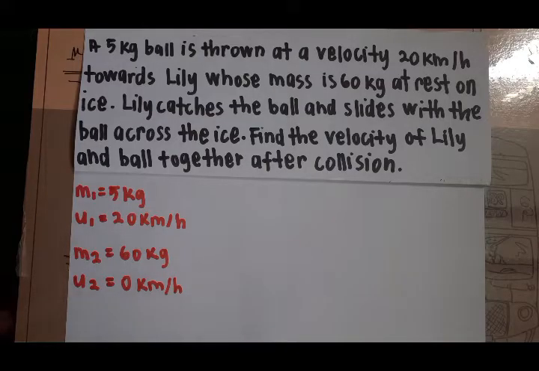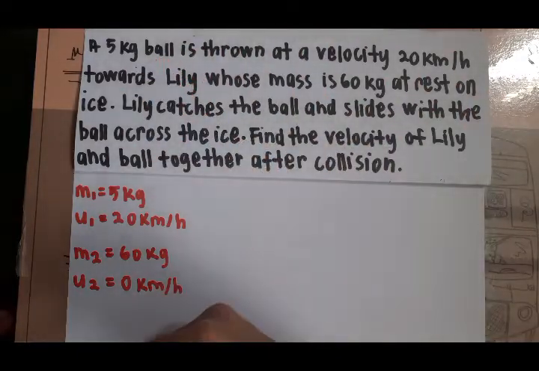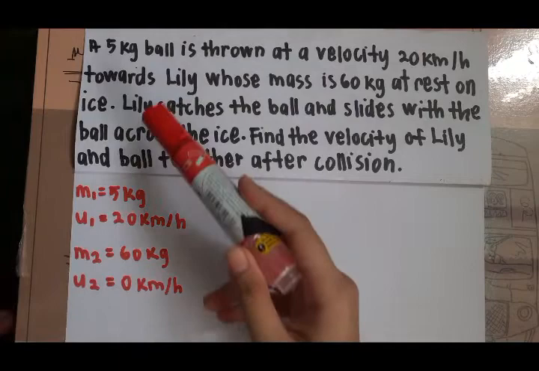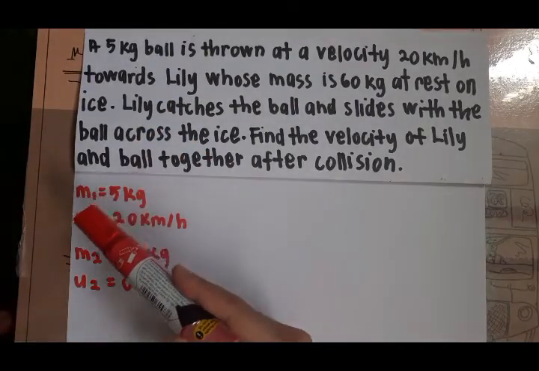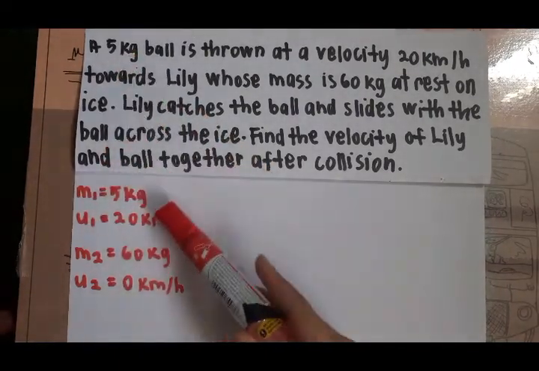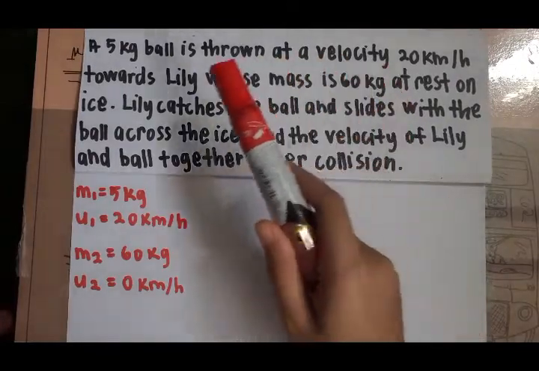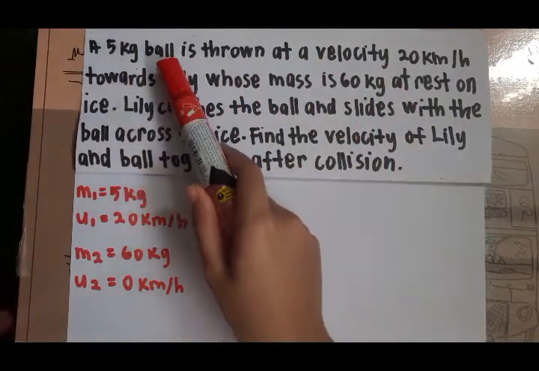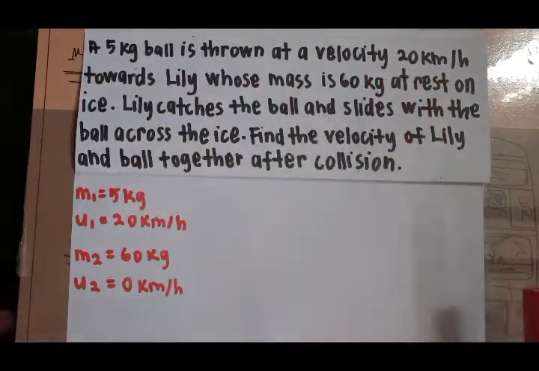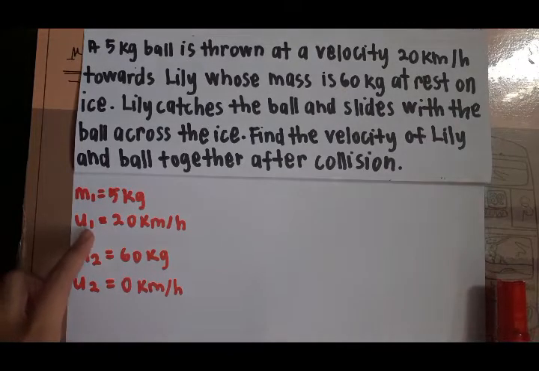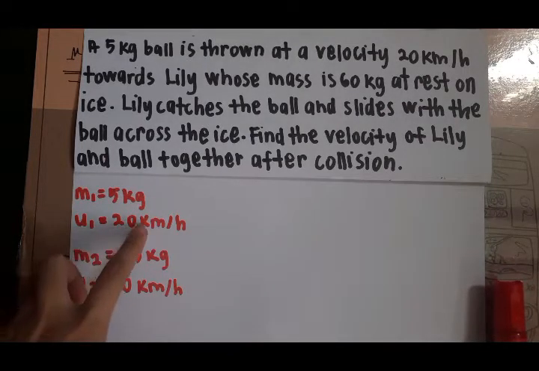Okay, let's take a look at the next question. A 5 kg ball is thrown at a velocity of 20 km per hour. So we know that the ball is the first object in this question, so we can label the mass of the ball as M1. M1 is equal to 5 kg and the velocity of the first object, which is the ball, is 20 km per hour. So we label U1 equal to 20 km per hour.